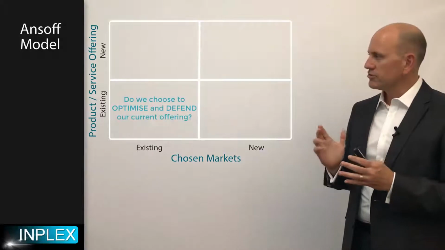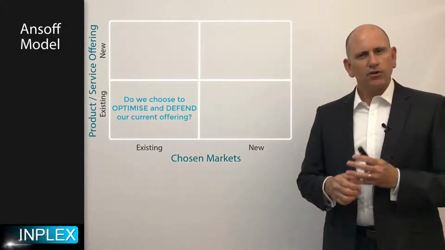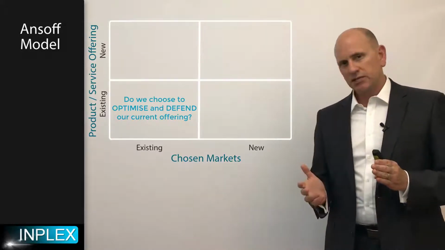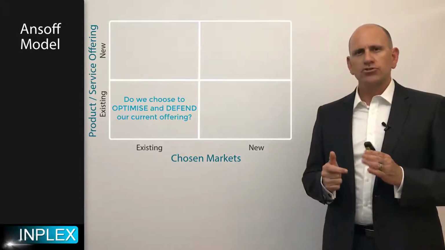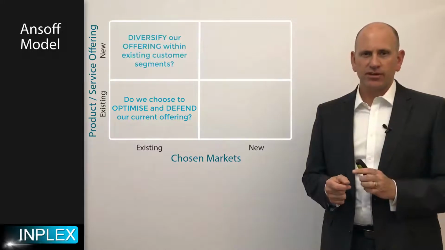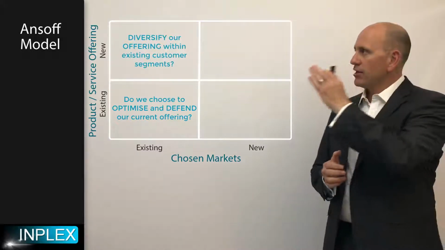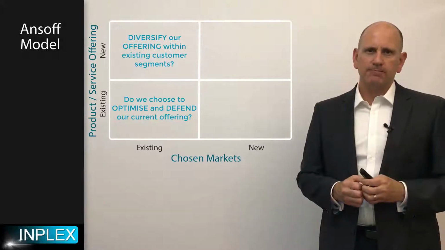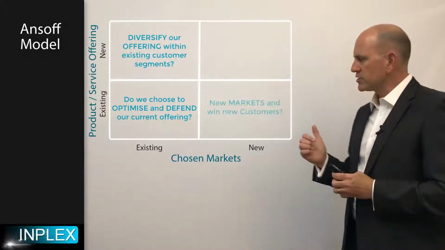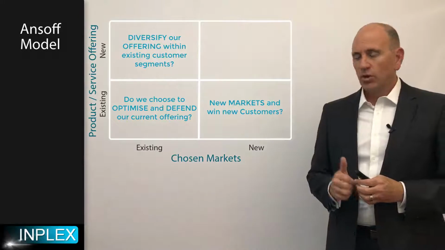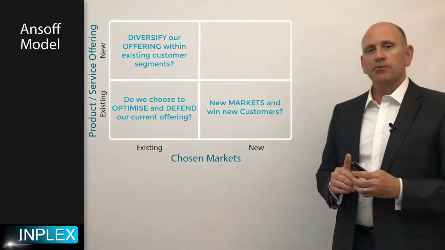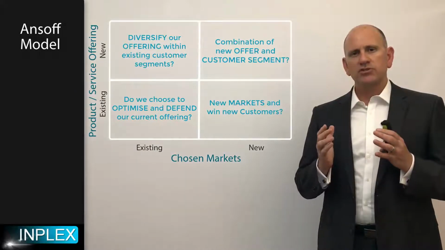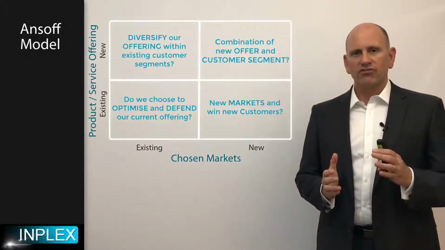Are you choosing to stay and defend and optimize your capability where you're going to stay with an existing offering to an existing market? Do you choose to diversify your service offering by moving into the upper quadrant where you start to talk about new capability in that regard? Or are you going to expand into new markets? Or are you going to move into the upper right quadrant and actually look at a combination of both? You're going to expand into new markets with a new offering.